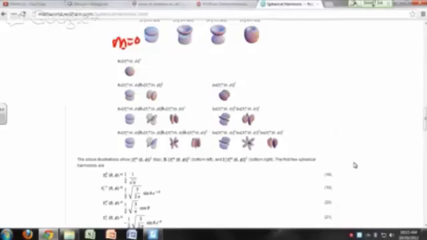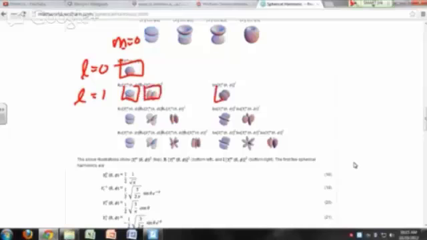So this is L equals 0, M equals 0. That's spherically symmetric. Okay, and that will turn out to be the spherical harmonic that goes with what we call the 1s orbital.